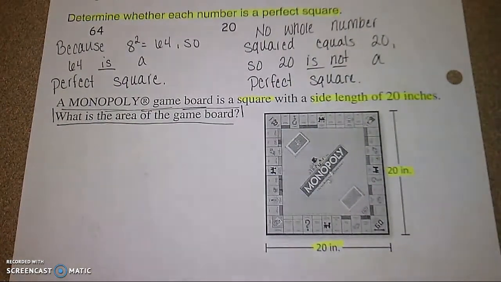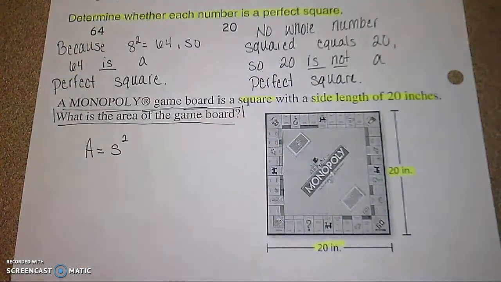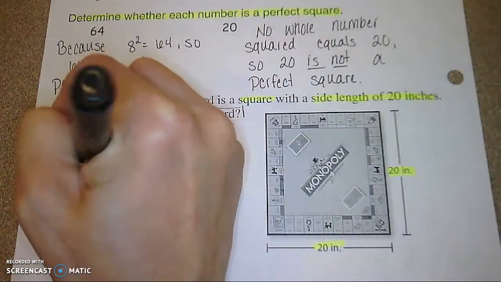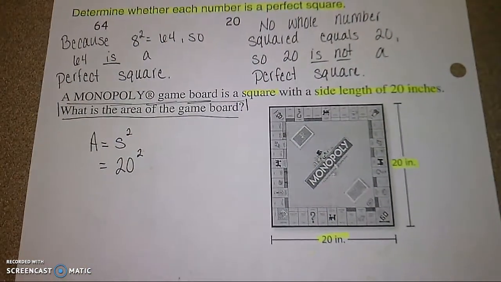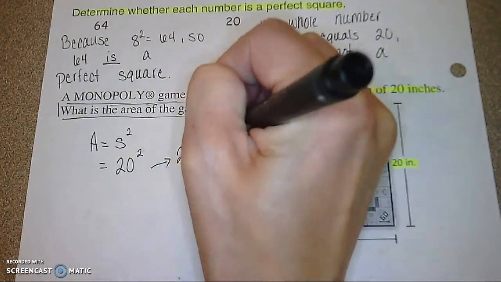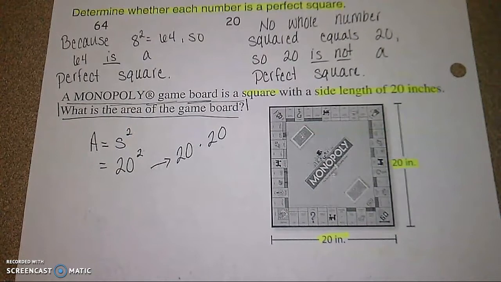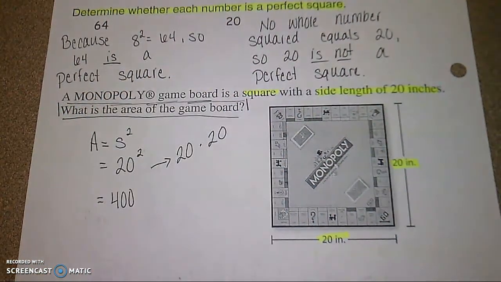So if I'm finding the area of a square, that is side length squared. So my side length is 20. I'm going to substitute that in there. So remember, that's not 20 times 2. That's 20 times 20. So that gives me 400.